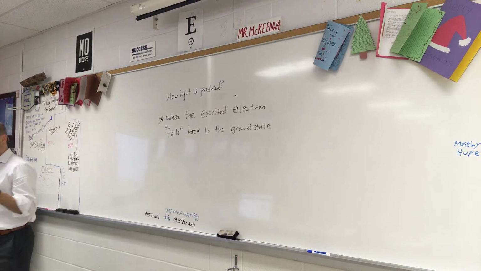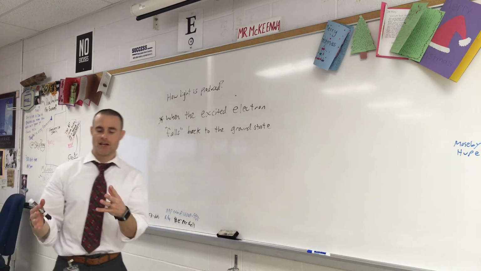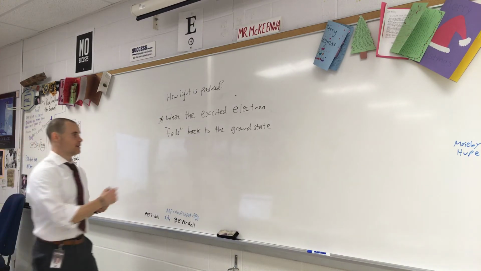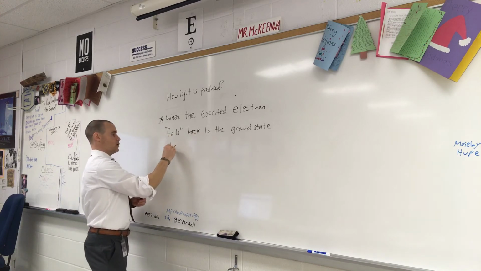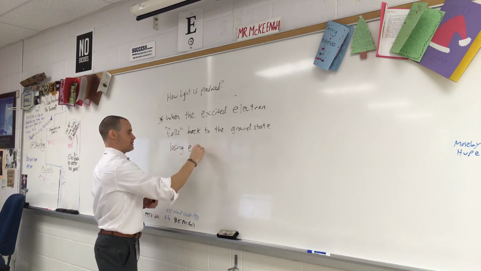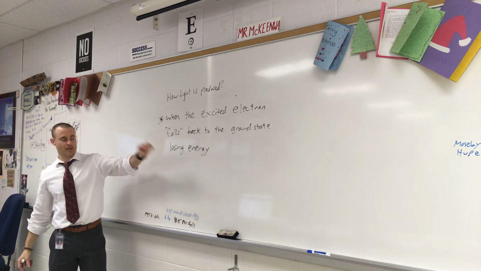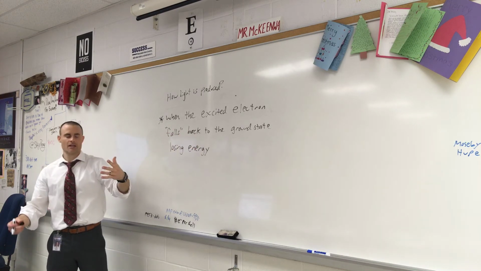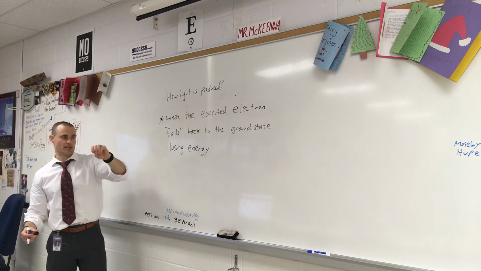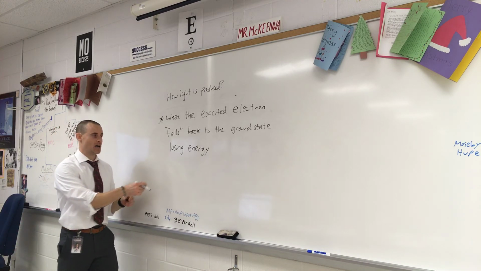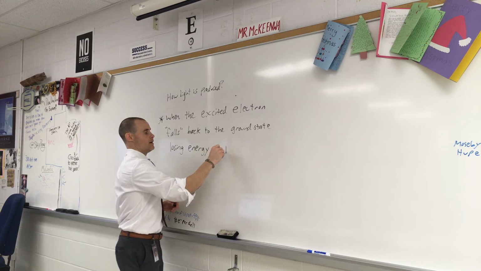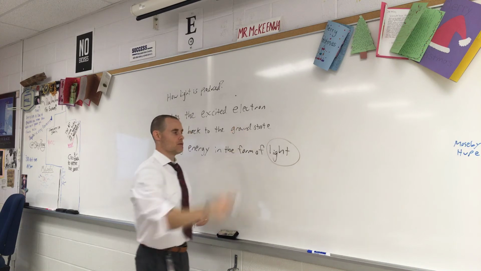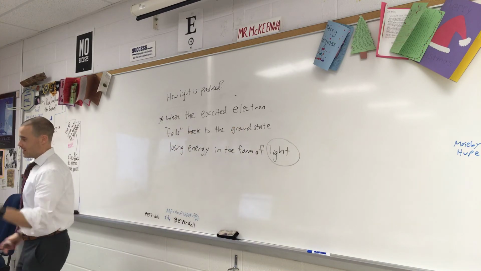Now let's make sure we really understand the concept. In order to jump up, you have to give it energy. So when it falls back, it has to lose that energy, right? Falls back to the ground state, losing energy. If I was going to give very specific notes, I would say losing the same amount of energy it just gained, but that's kind of confusing to write, as long as you understand that. Whatever it gained, it's going to lose the exact same amount, so losing energy in the form of light. And that's cool to me. That's how light is produced.